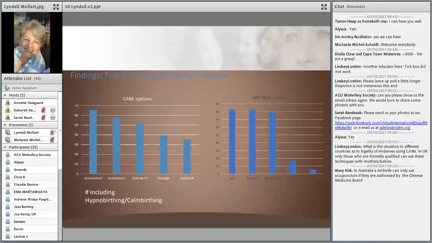When we actually looked at the self-help options, as you can see, sexual intercourse was rated high as a recommended self-help strategy at 83%. Exercise such as walking and swimming at 82%. Nipple stimulation at nearly 80%. And then followed, to a lesser degree, by eating spicy food at 16.8%, and even castor oil at 5.8%.